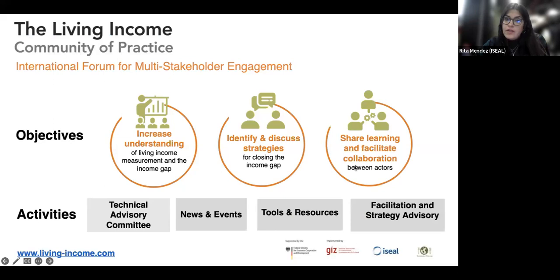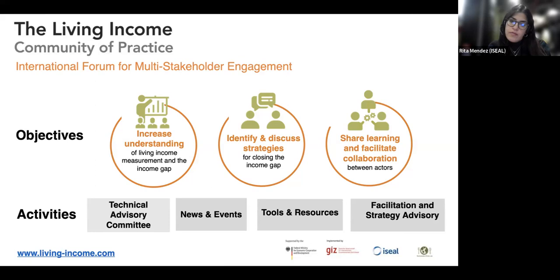So now that we've looked at the concept, we can maybe move to the next slide, which is about the community of practice that some of us work on. This living income community of practice has been running since 2017 and is an alliance of partners that are really focused on sharing the concept of living income, measuring, and promoting action to close the income gap.